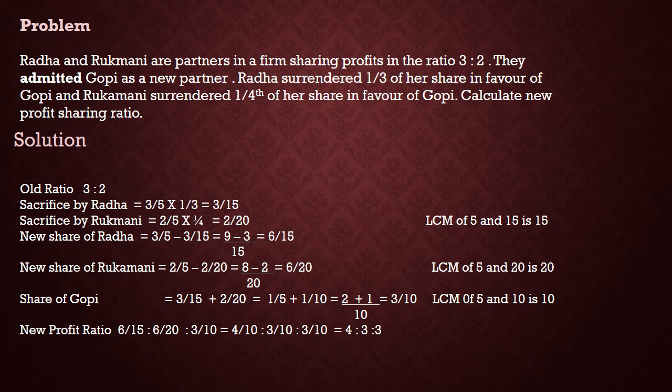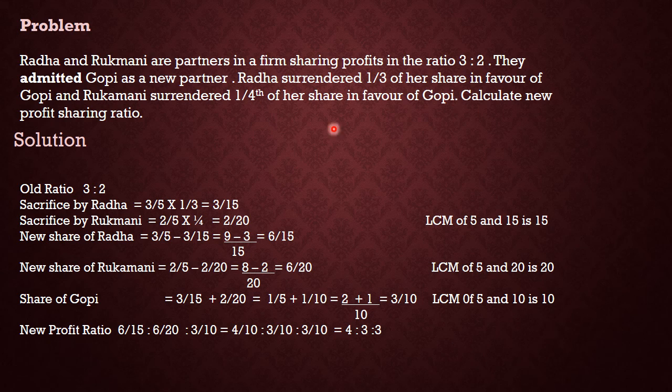Radha and Rukmini are partners in a firm sharing profits in the ratio 3 is to 2. They admitted Gopi as a new partner. Radha surrendered 1/3 of her share in favor of Gopi, and Rukmini surrendered 1/4 of her share in favor of Gopi. Calculate new profit sharing ratio.